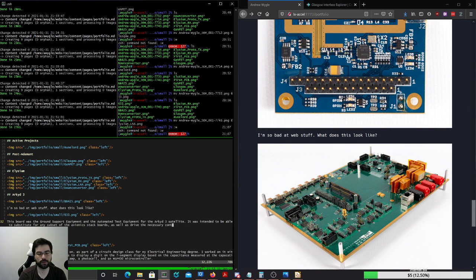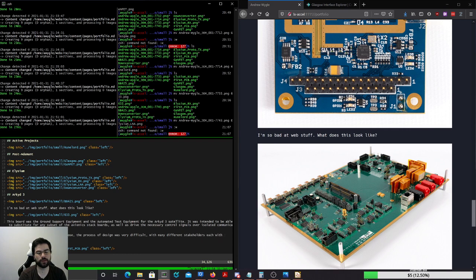Drive the necessary control signals over isolated communication interfaces. Although this board served its purpose, the process of design was very difficult with many different stakeholders, each with incompatible desires for the design.